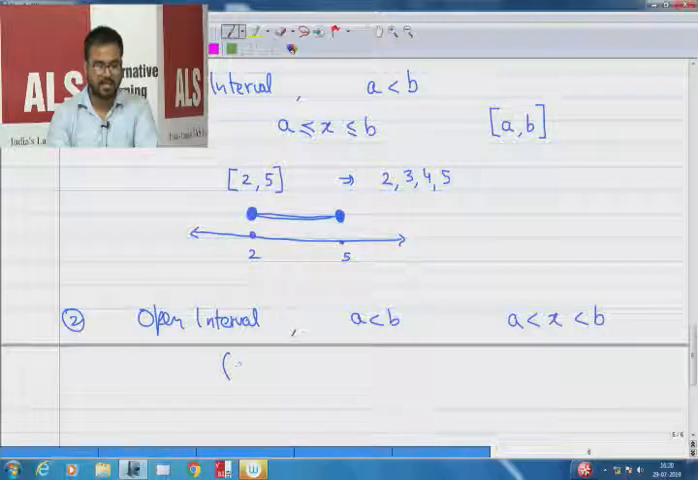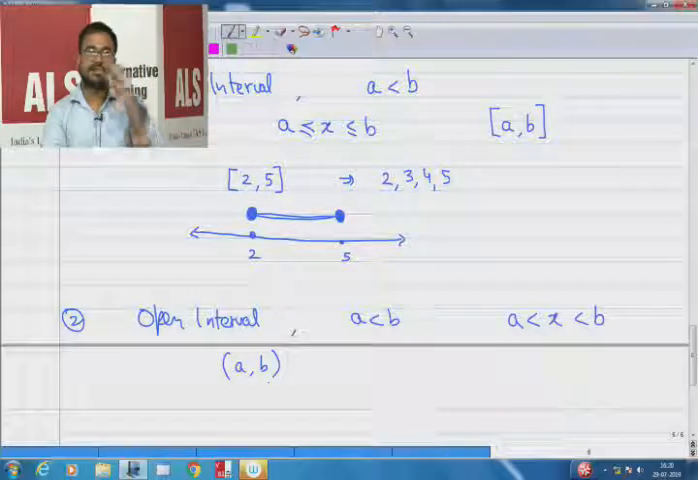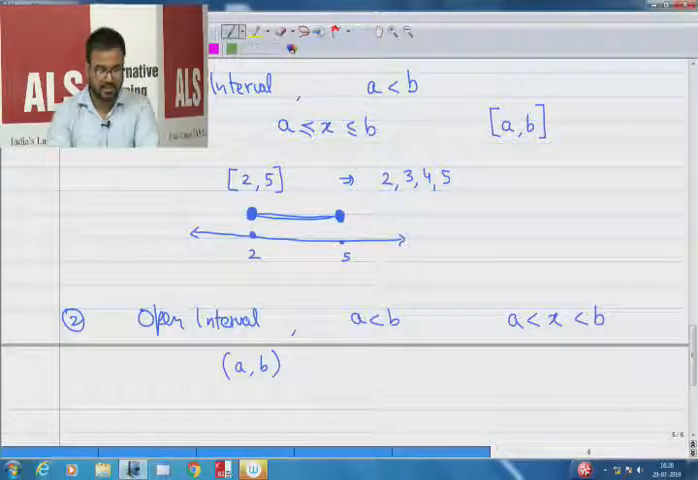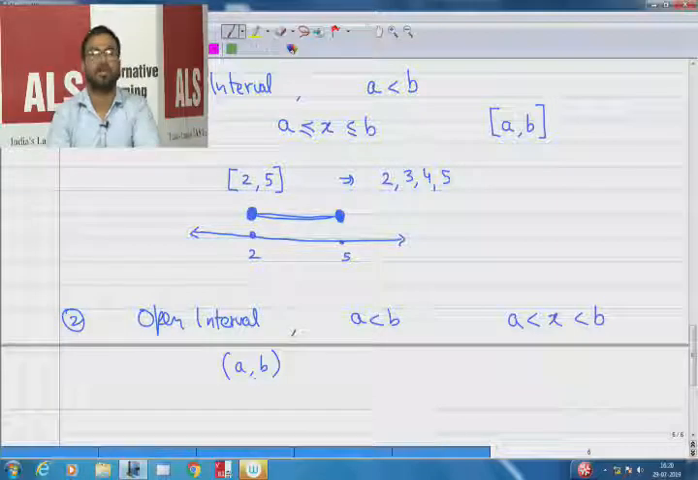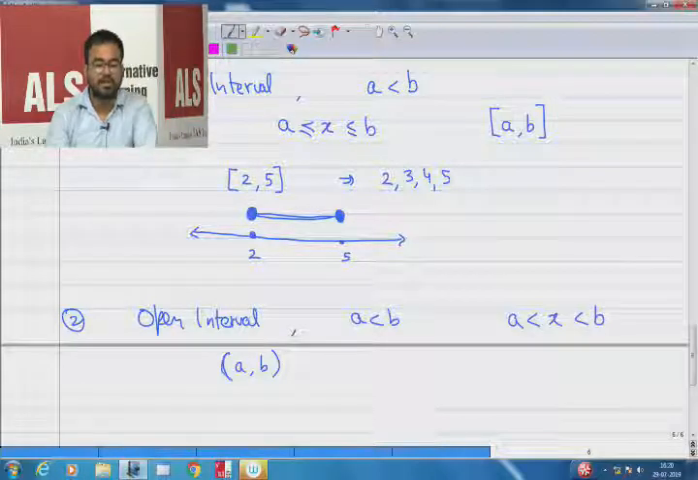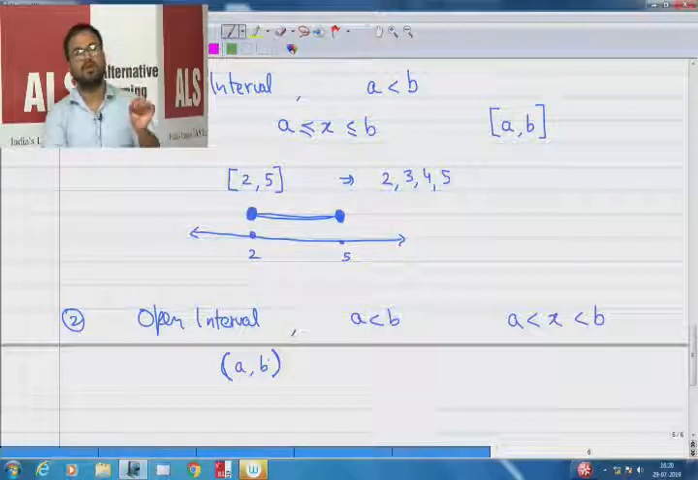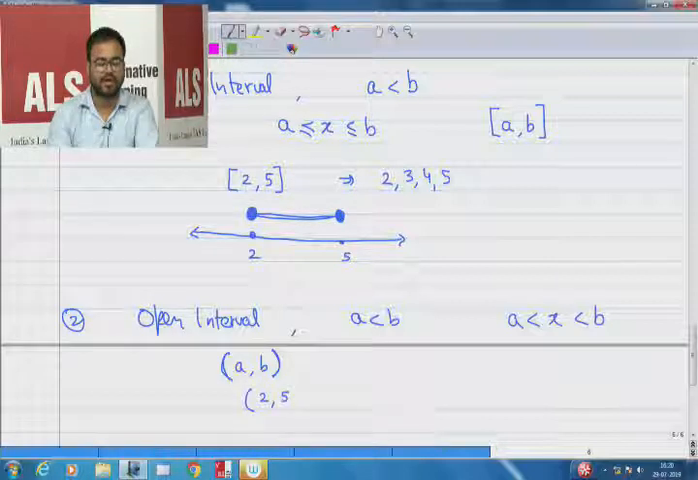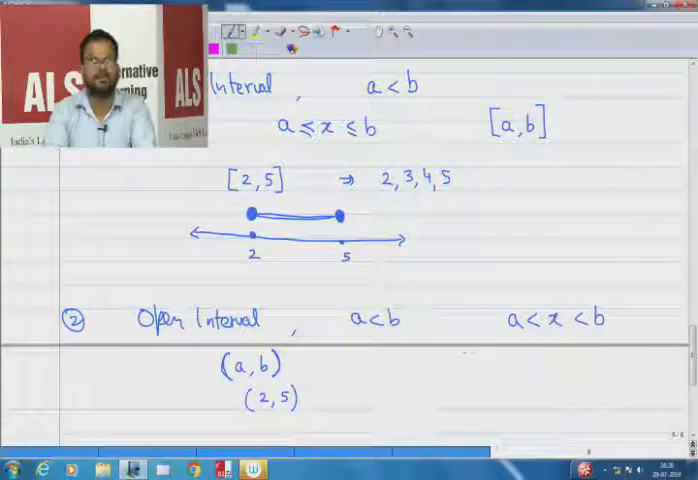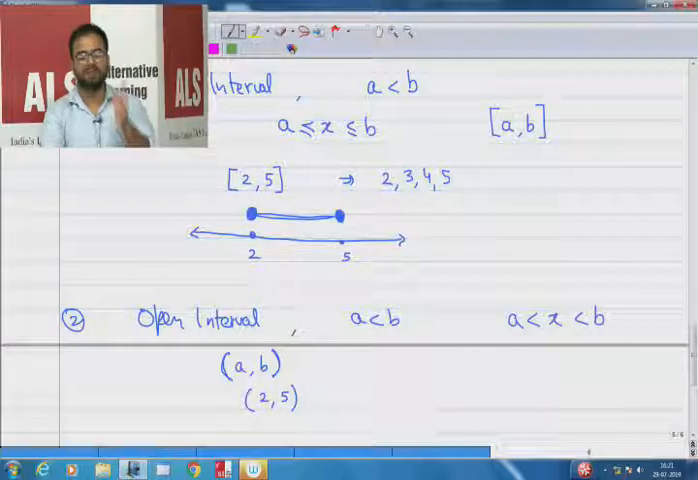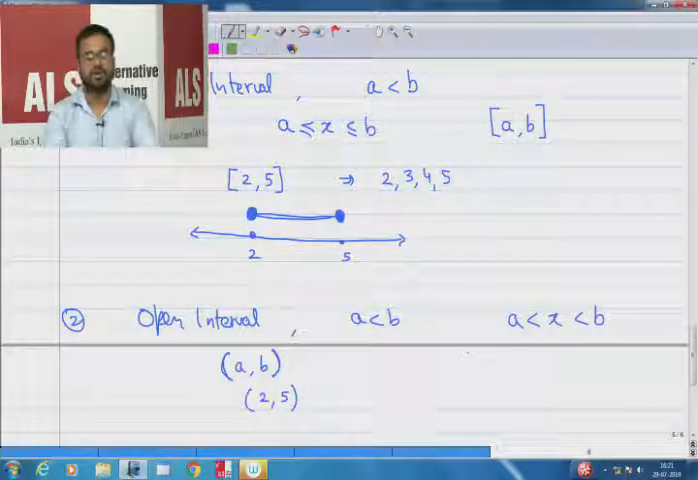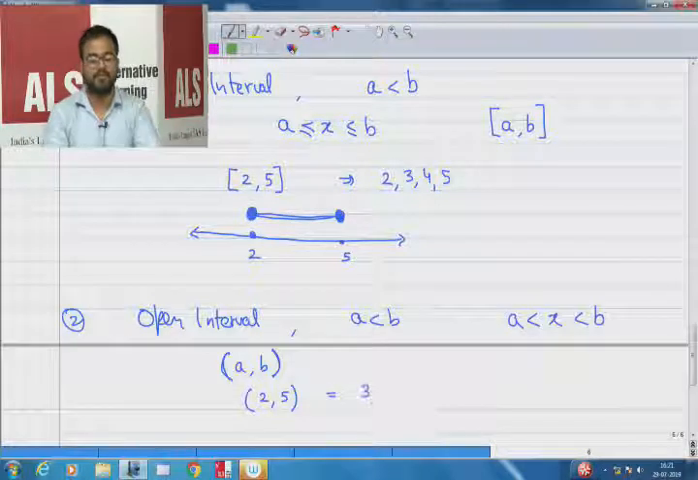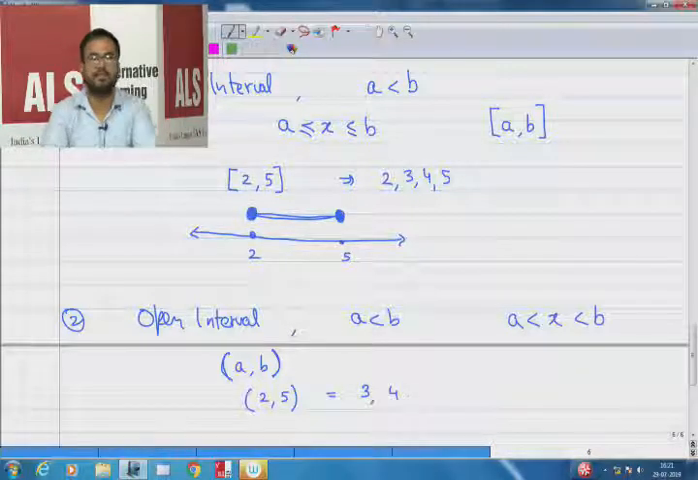We can write it like this: A comma B, and the parenthesis should be there. You can see this curved bracket, these are also known as parenthesis. It means that we are talking about all the numbers from A to B excluding A and B. In the same way, if I write 2 comma 5, and suppose I am talking about the natural numbers, you will say all the natural numbers between 2 and 5 excluding 2 and 5. So after 2 the natural numbers we have are 3, 4. Only this will be the answer. We will not include 2 and 5. This is the meaning of open interval.